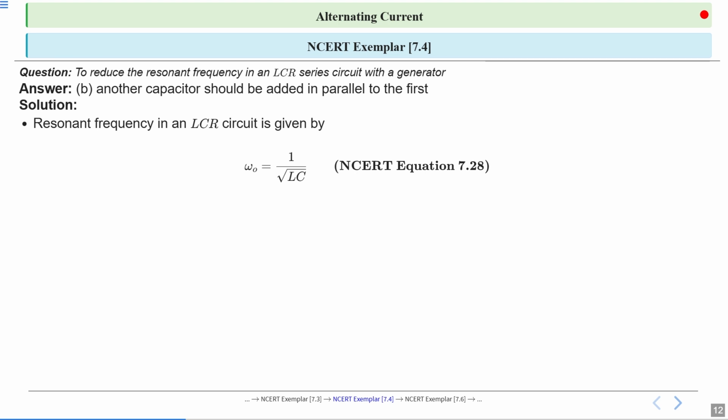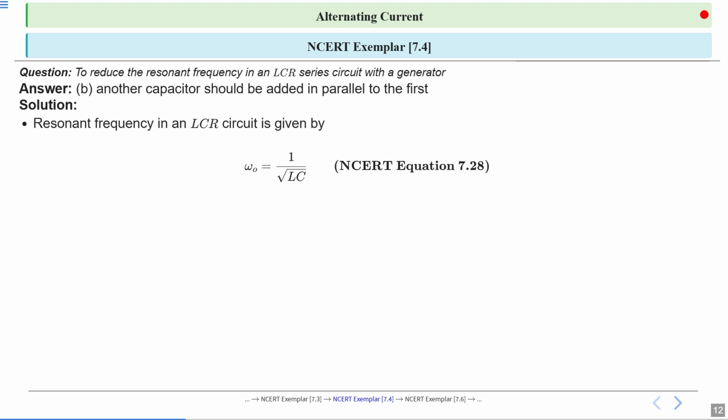But if we are connecting another capacitor to the existing capacitor in parallel, then for capacitors in parallel, we know that the equivalent capacitance is given by the algebraic sum of the capacitances of both capacitors. So capacitance will be increased if we are attaching another capacitor in parallel to the first. So in this case, capacitance will increase and we can reduce the resonant frequency.